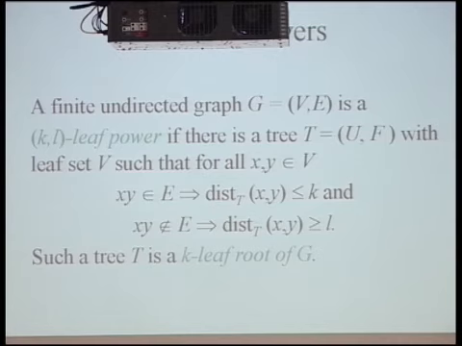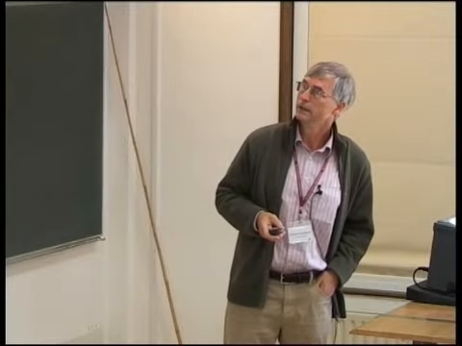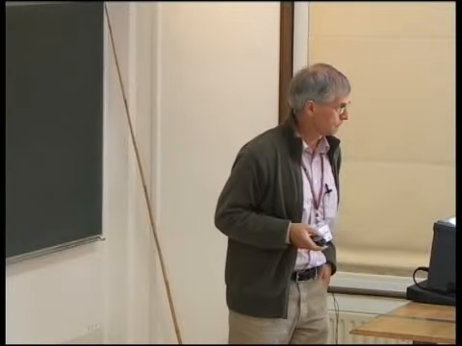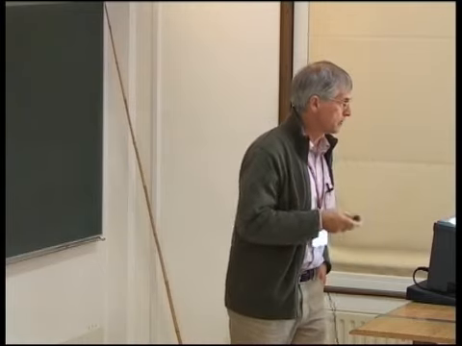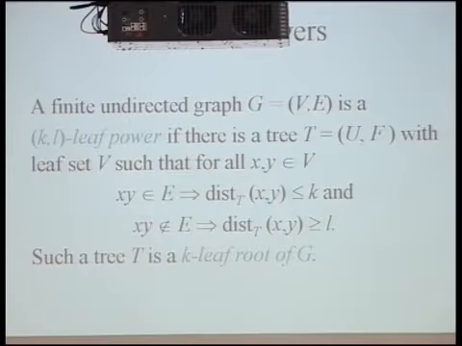So now you can modify. The characterization for k at least 5 of k-leaf powers is unknown. If you have an unknown problem and it's so stubborn, then you try to modify the problem and solve some simpler problems. Here's a modification. A graph is a kl-leaf power if edges xy have distance at most k and non-edges xy have distance at least l. And of course you can modify this, but it makes sense.